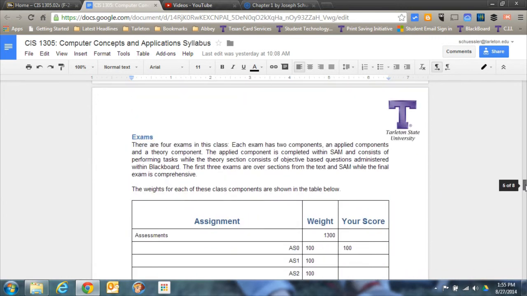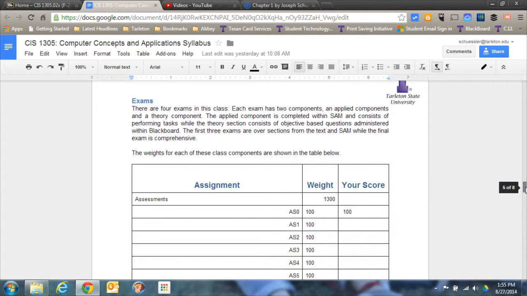and then the exams. And again, the exams, as I mentioned in class yesterday, there's several exams. Each exam has two components. It has an objective-based component in Blackboard, and then it has a task-based component in SAM. And so you'll have to complete both of those to maximize your chances on passing the exams.